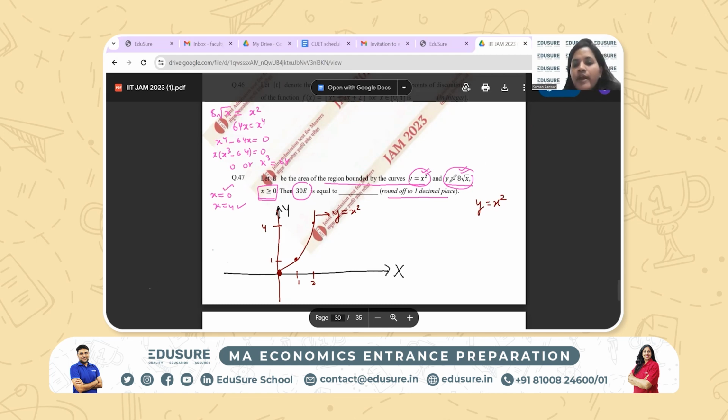Now we want to draw y = 8√x. When x equals 0, it will again pass through (0, 0). At x equals 1, it will be 8. So actually, this y = 8√x is going to lie above this curve.